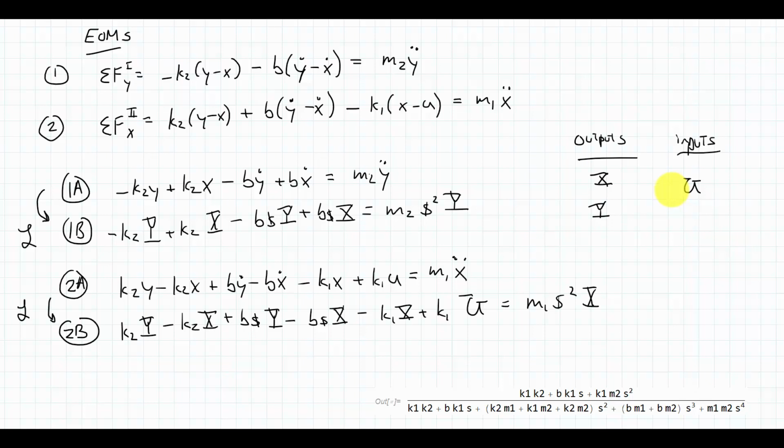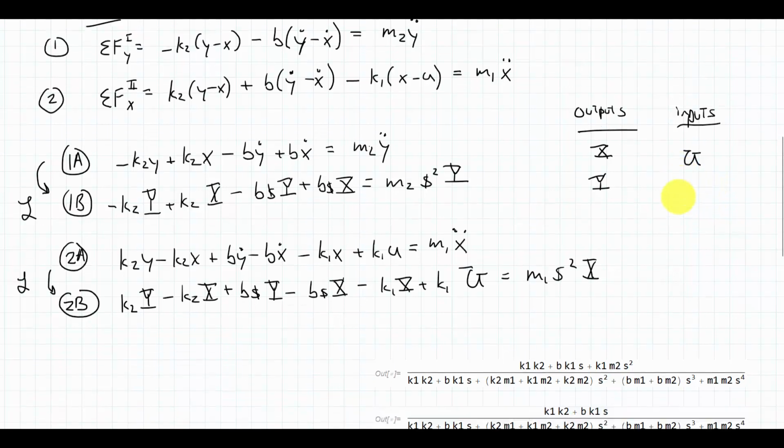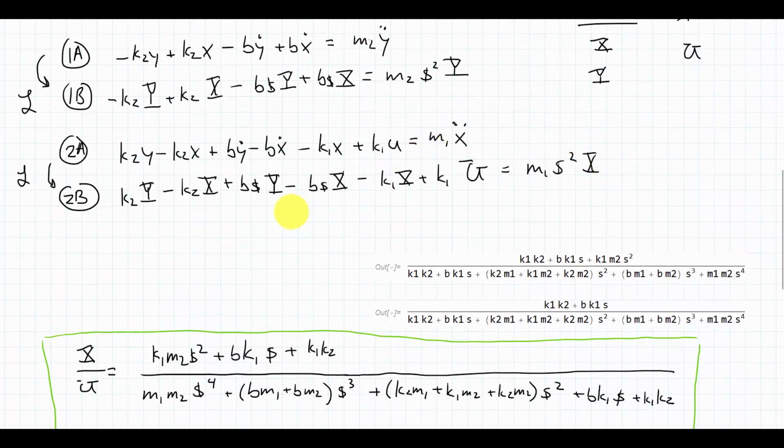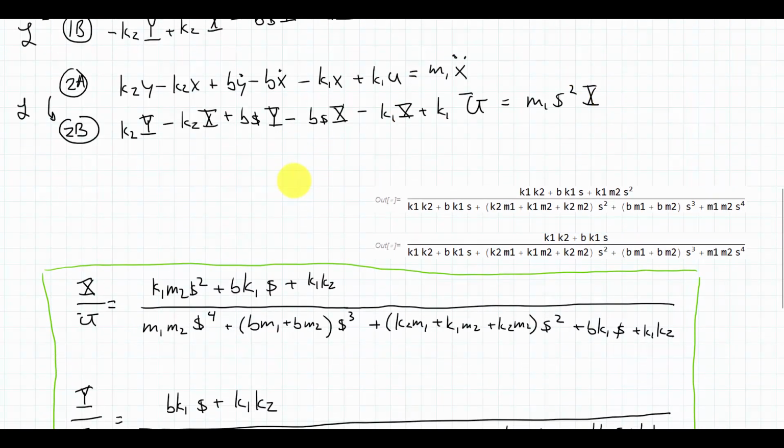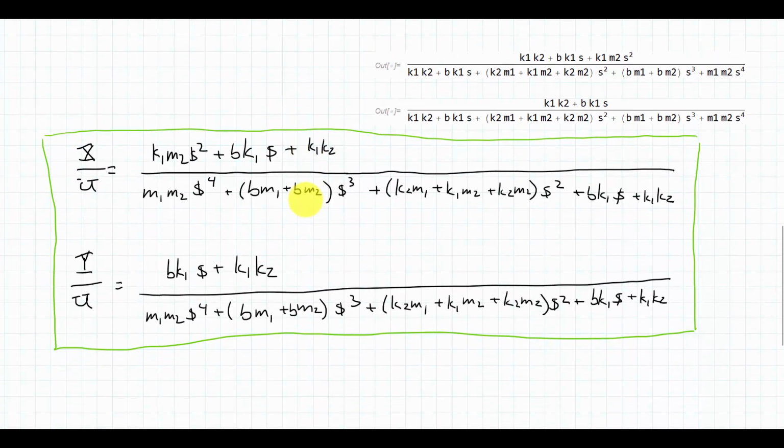So between my two equations, 1b and 2b, and my two outputs, I have a solvable system for finding my two transfer functions, x over u and y over u. I let Mathematica do the algebra for us instead of trying to do it by hand, so I solved 1b and 2b for x and y. Did some manipulation, and I was able to get then these two transfer functions, x over u and y over u.